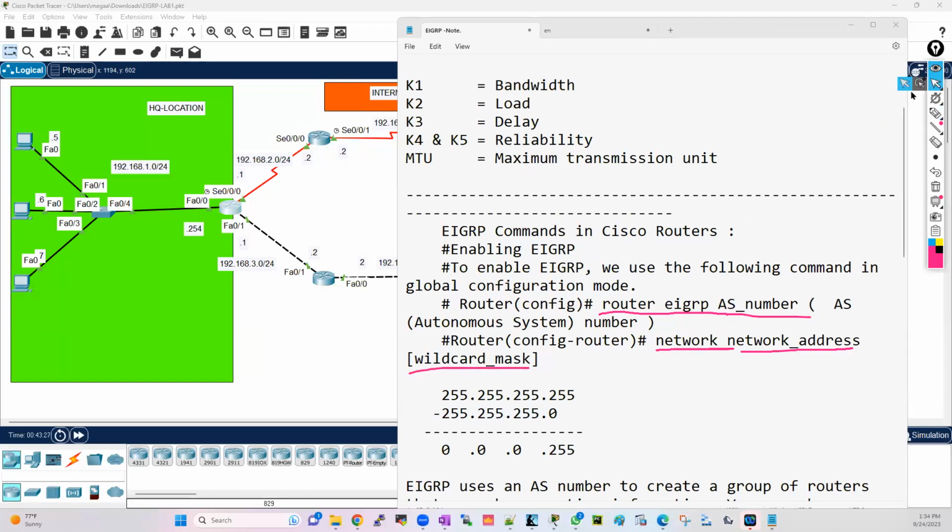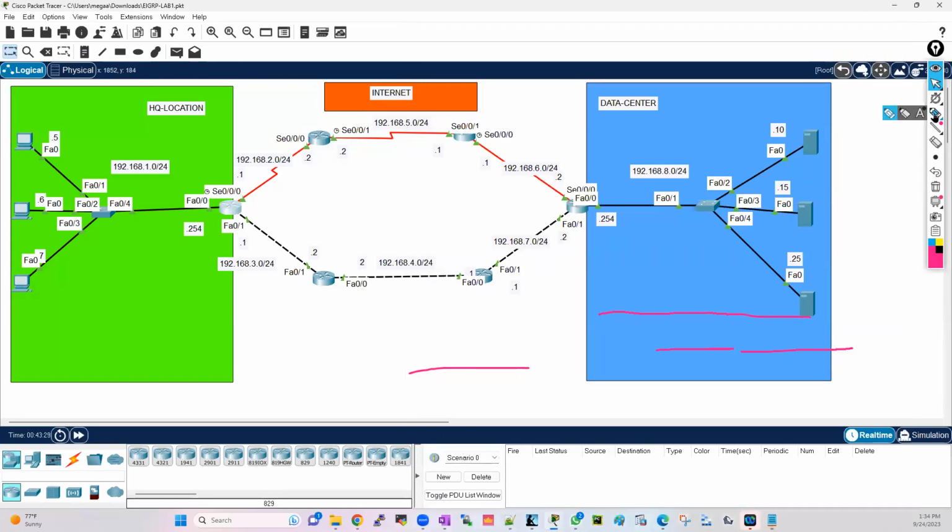In EIGRP or some of the dynamic routing protocols, what we need to pay attention to is this: we advertise our connected subnet. Let me say it again. We advertise our connected subnet in our routing table. You know, when we are doing static, we go here, we go here, we go here, we go here, and we go here, right?